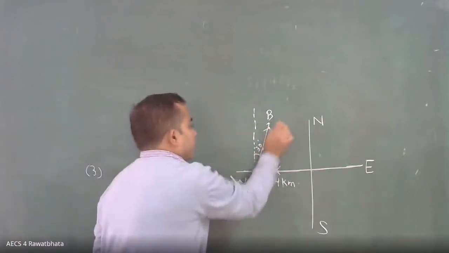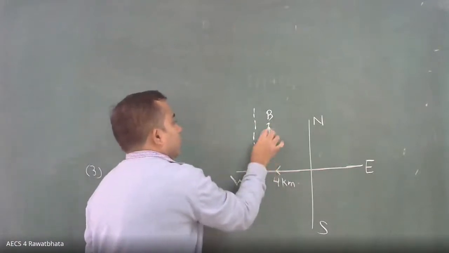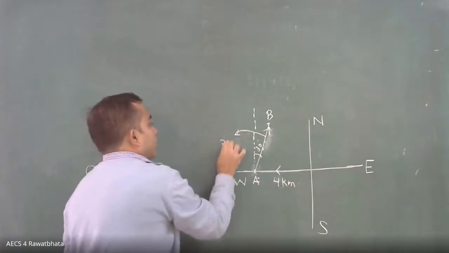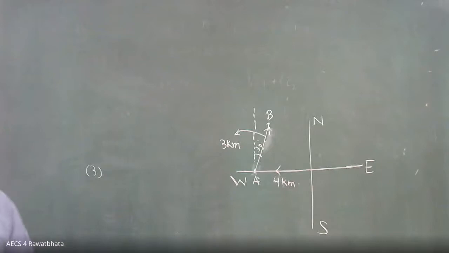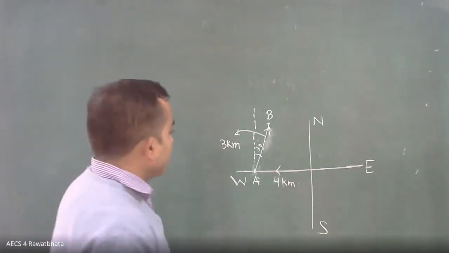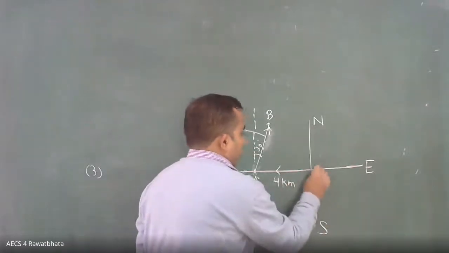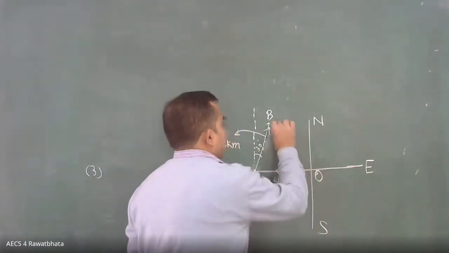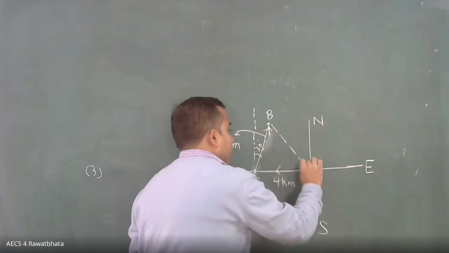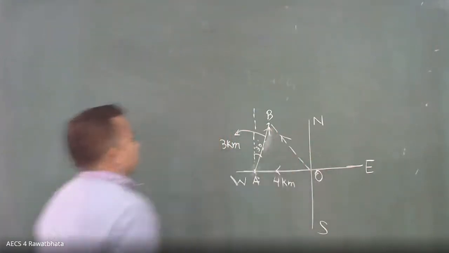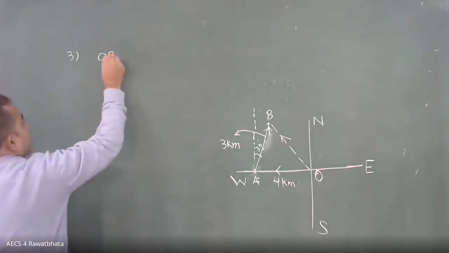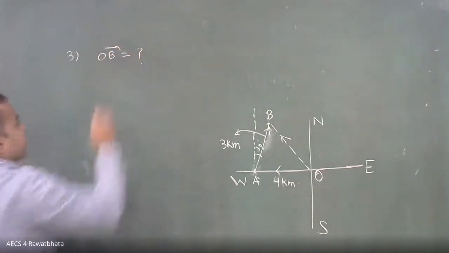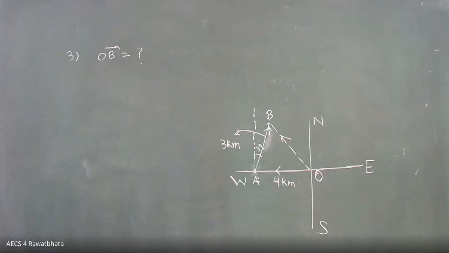Let the point be B. Then they are asking, determine the girl's displacement from her initial departure. Initial position is O. So they are asking displacement. It means that they are asking OB vector. So can someone suggest how I should get OB vector?